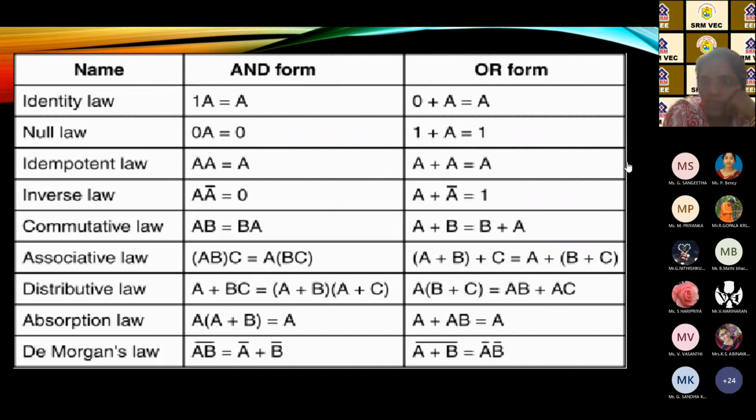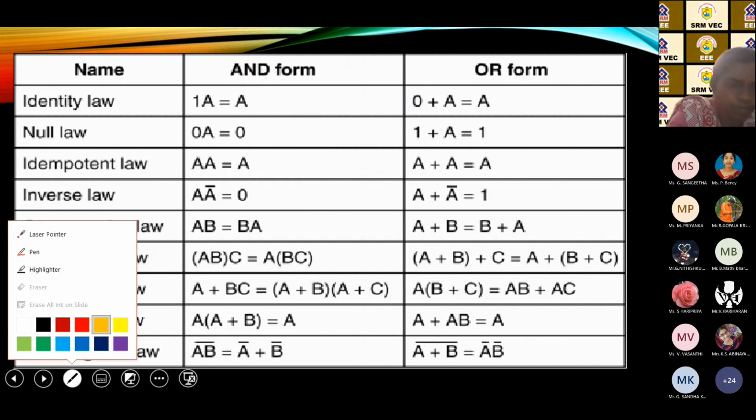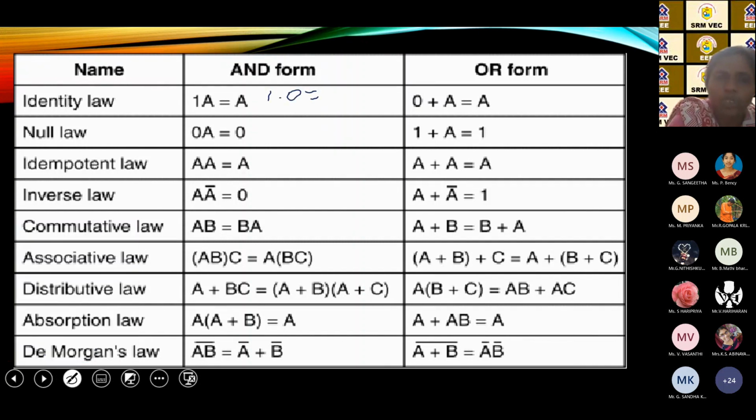So now the next is the identity law. In the identity law, what is that? 1 into A is equal to A. You know it, right? 1 into 0 is equal to 0. 1 into 1 is equal to 1. What is that actually? The A value gets repeated. So we can come to the conclusion that 1 dot A is equal to A. Similarly, 0 plus A is equal to A. How? 0 plus 0 equals 0, 0 plus 1 equals 1. The A value gets repeated when it is added with a 0.